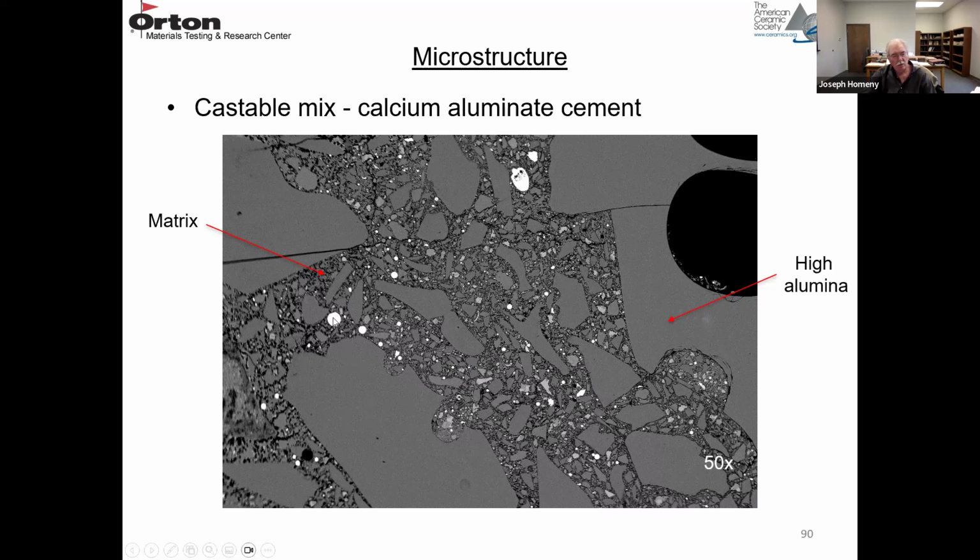This one has some bright spherical particles. These are metallic particles. They're probably an antioxidation agent. So this is probably a high aluminum material. And in the matrix, besides the calcium aluminate cement, there's probably carbon. That's why they have these spherical particles to protect the carbon.